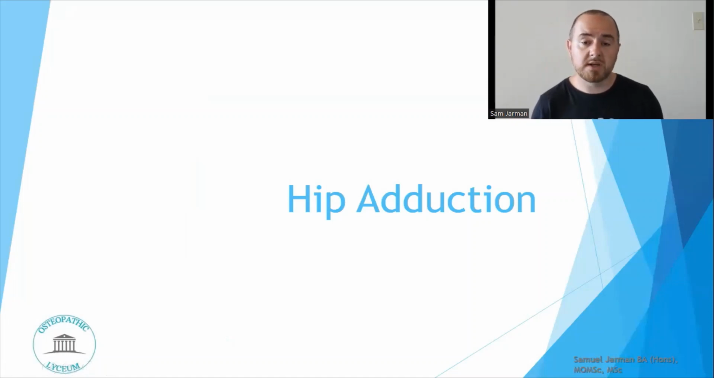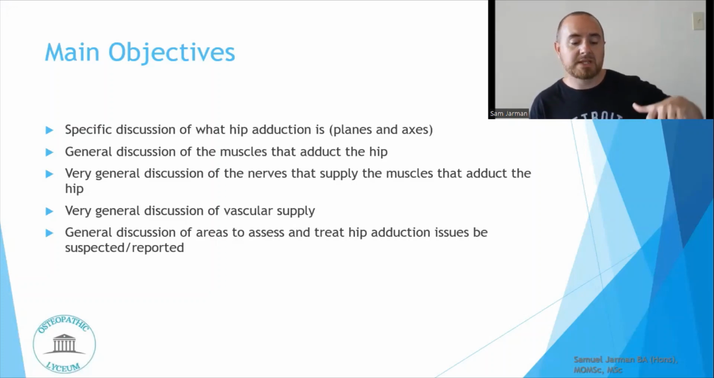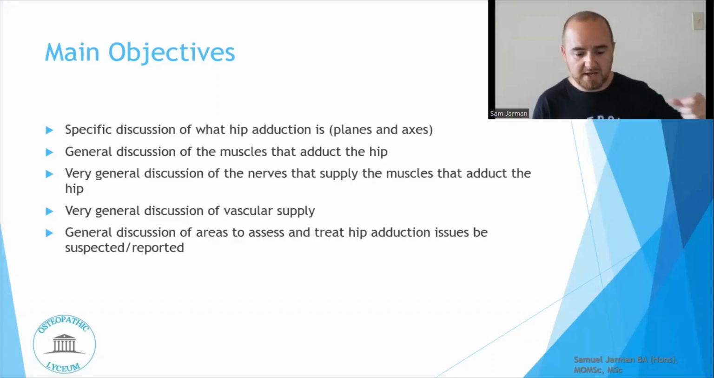Continuing to look at anatomy with respect to motions as the central portion of our network of meaning, or of our semantic network, we're looking at hip adduction. Our objective is to have a specific discussion of what hip adduction is with respect to planes and axes, a general discussion of the muscles that perform this action, and the neurovascular bundle. Then we'll have a general discussion as we go, as well as a specific discussion at the end of areas to assess and treat should hip adduction issues be suspected by the practitioner or reported by the patient.